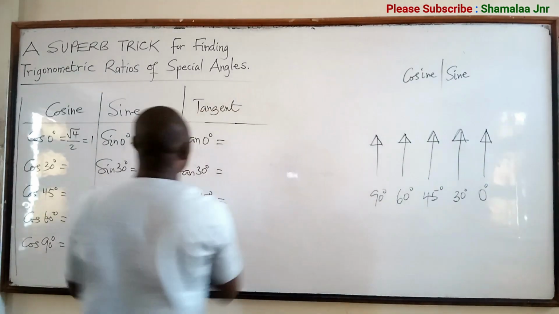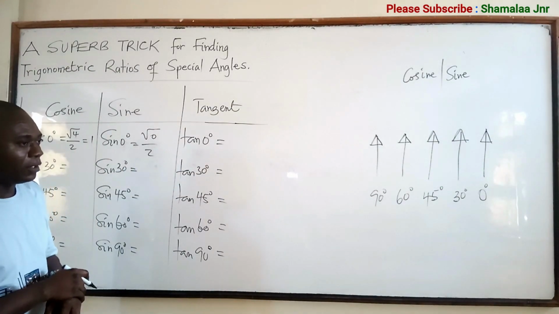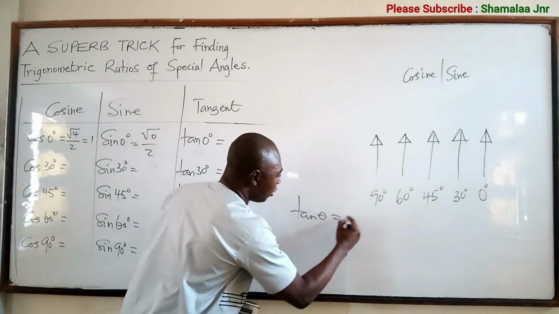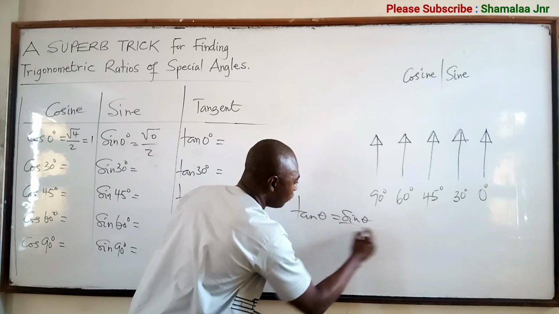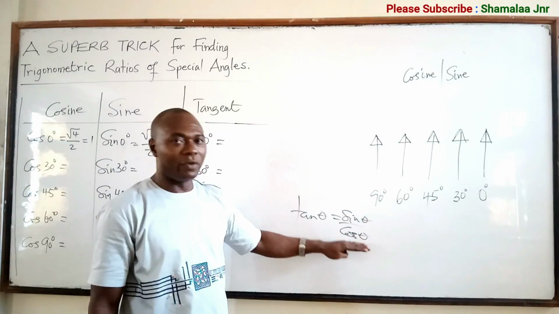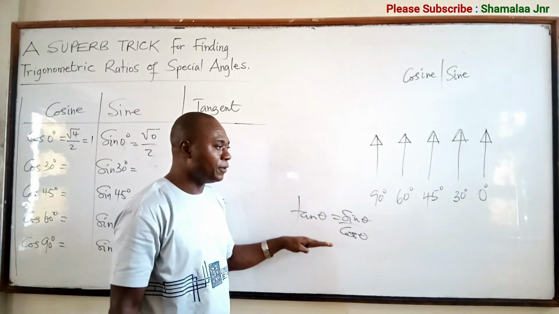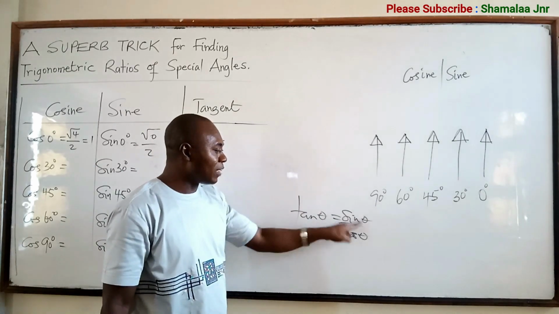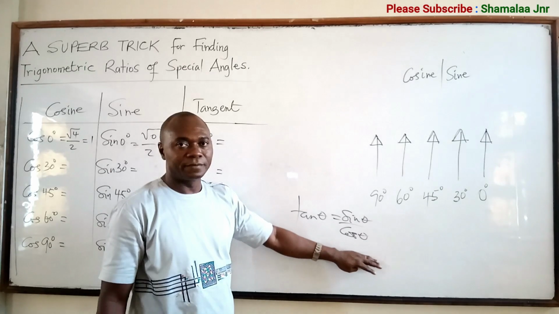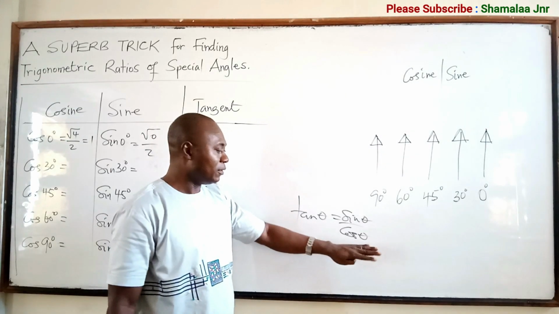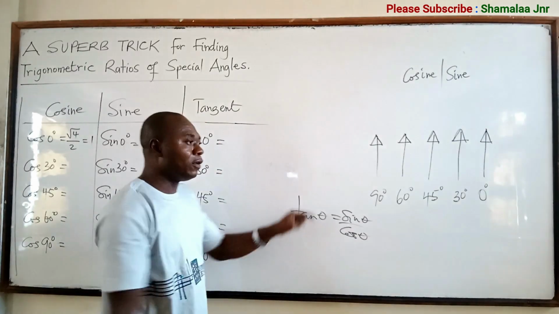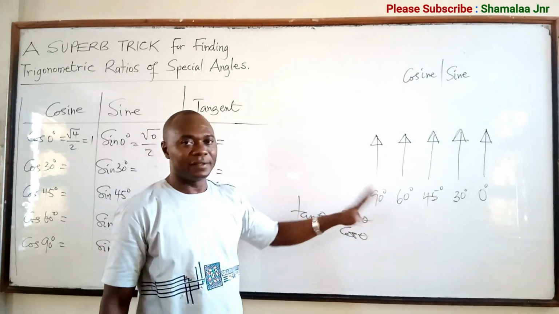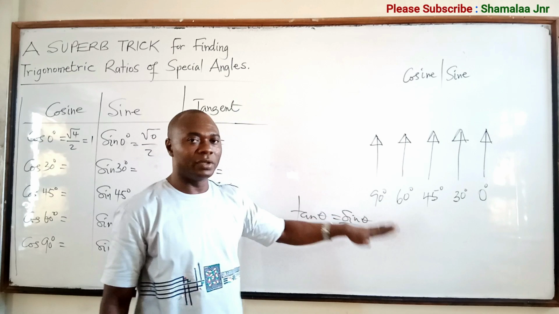Now we have tan 0 degrees here. Viewers, tan theta is equal to sine theta over cos theta. I have a video on trigonometry, and in that video I proved why tan theta is equal to sine theta over cos theta. So those of you who have not watched that video can go and watch it. I proved other identities in trigonometry.